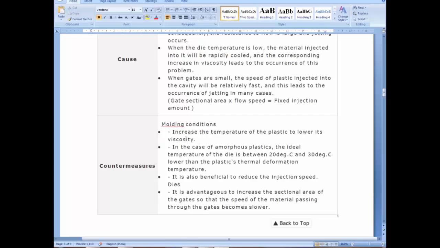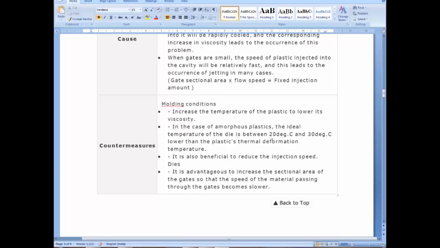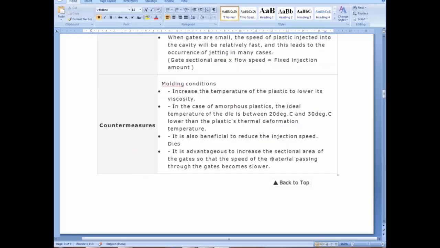Like we have molding, to adopt: increase the temperature of the plastic to lower its viscosity. When we increase the temperature, the viscosity will automatically decrease, and the fluidity of the plastic will automatically increase. The temperature should be 20 to 30 degrees. It should not be less than that, otherwise the die temperature. It is advantageous to increase.